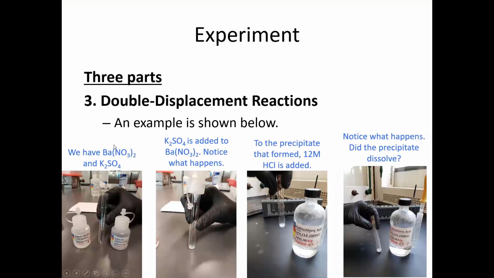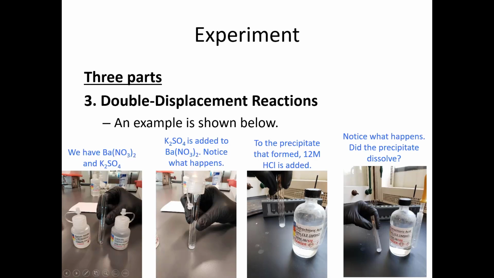Let's see an example here. So I have barium nitrate and potassium sulfate. Barium nitrate here, potassium sulfate there, and an empty test tube. I add each of these solutions into this test tube. And you can see there is turbidity at the bottom of the test tube, meaning there is a precipitate forming after I mix these two solutions, right? That's the first step, that's step A.